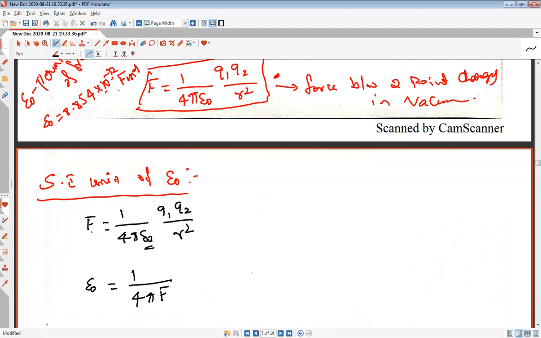Take this epsilon naught to the LHS, and F to the denominator, so epsilon naught is Q1 into Q2 divided by 4 pi F R square. Right? So let's look at these units. The number 1 and 4 pi have no units, it is a constant, and force F is measured in Newton.